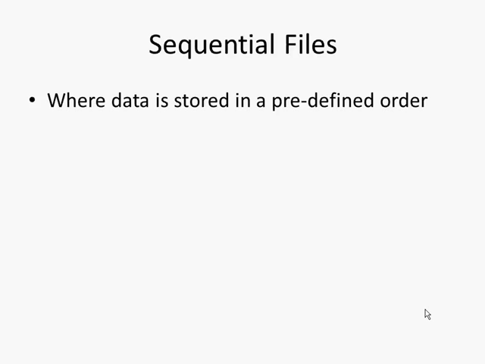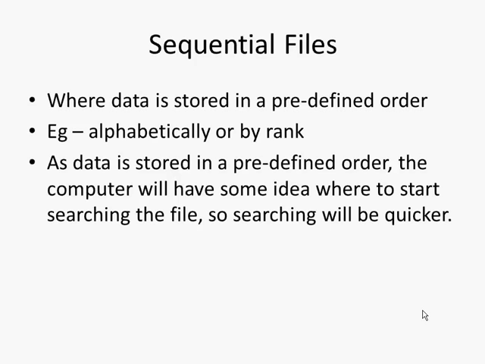On to sequential files. This is where data is stored in a predefined order. This could be alphabetically or by rank, for example. As data is stored in a predefined order, the computer will have some idea where to start searching the file, so searching will be quicker.